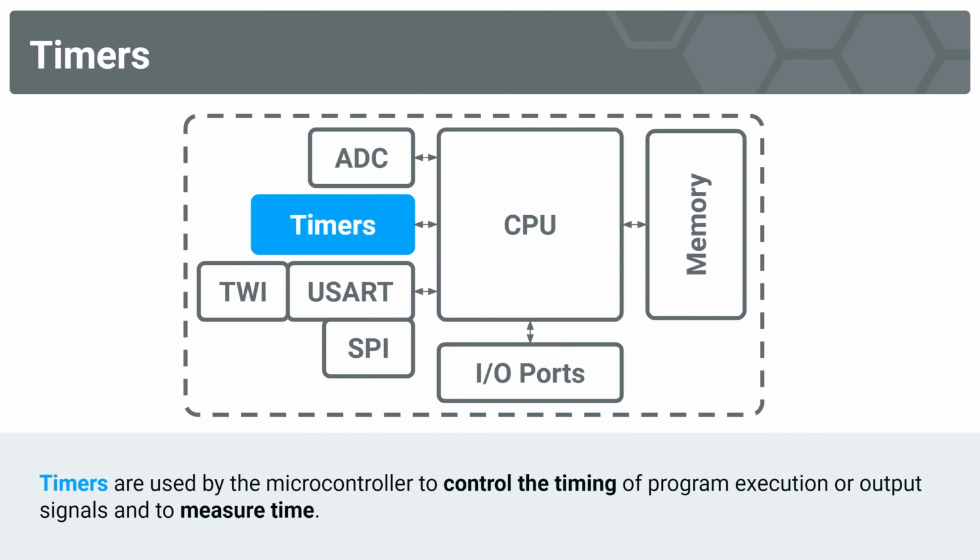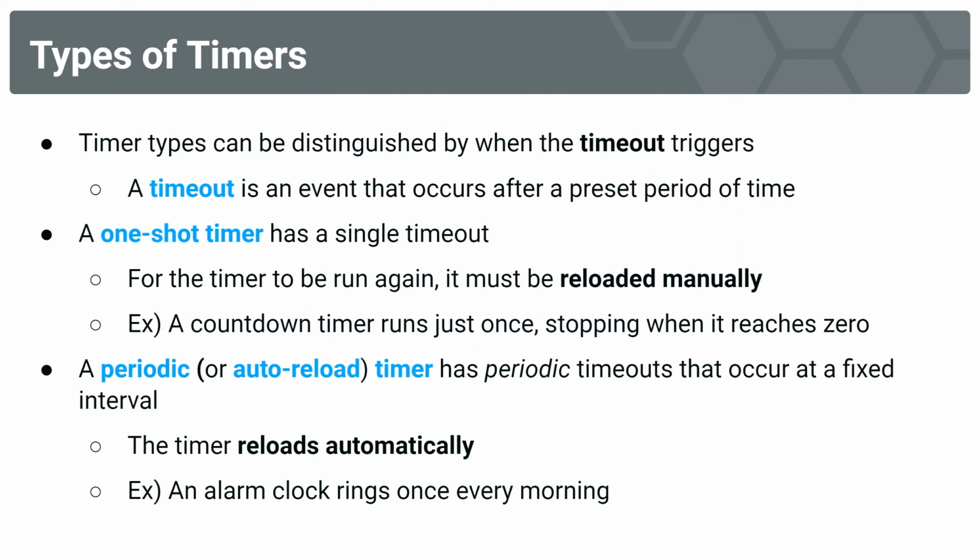Right, think back to our discussion of microcontroller architecture. We had the CPU, we had a memory module, I/O ports, USART, SPI. We covered those in our communication protocols lecture. We also talked about ADC, the analog to digital converter used by functions like analog read in the Arduino Nano. This time, we're going to talk about the timer module. Remember that timers are used by the microcontroller to control the timing of program execution or output signals, and also to measure time. So let's talk about some types of timers we might encounter.